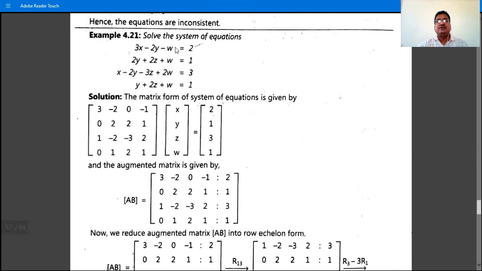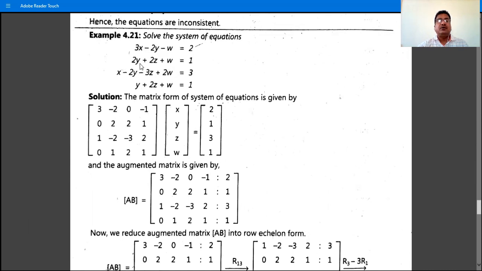The first example is to solve this system of equations either by the Gauss elimination method or the Gauss-Jordan elimination method. We will solve this system by the Gauss elimination method. First write the system in matrix form. The coefficient of x is 3, the coefficient of y is minus 2, the coefficient of z is 0, and the coefficient of w is minus 2.